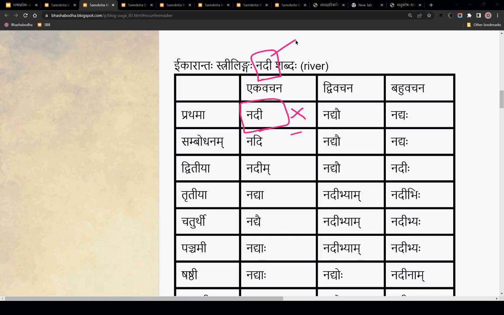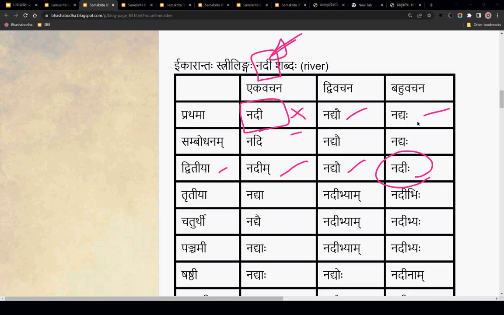This is Pratipadikam, which is the root noun base, not nominative. Prathama Vibhakti Ekavachanam: Nadi, Nadyau, Nadyaha. Dvitiya Vibhakti: Nadim, Nadyau, Nadihi. This is like Nartaki. So in place of Nadi, if you put Nartaki, it will take all these forms.